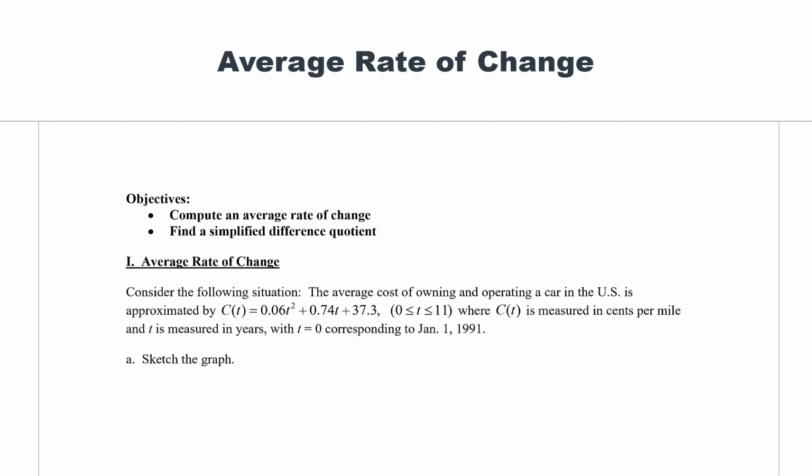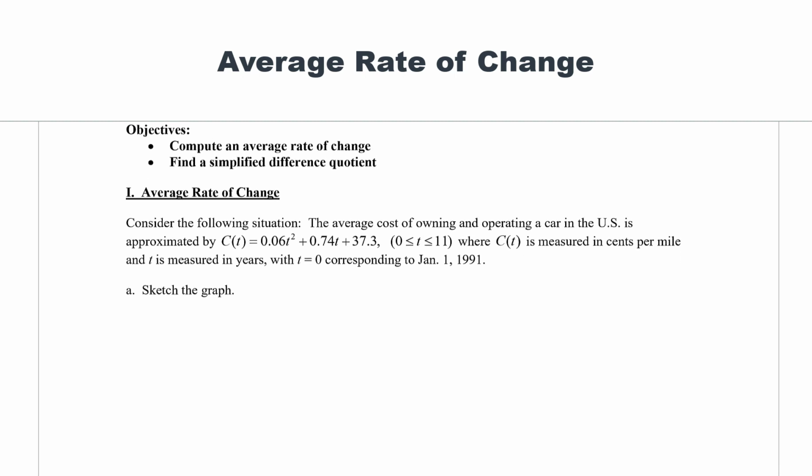Consider the following situation. The average cost of owning and operating a car in the U.S. is approximated by C of t equals 0.06 t squared plus 0.74 t plus 37.3 when t is greater than or equal to 0 and t is less than or equal to 11, where C of t is measured in cents per mile, and t is measured in years with t equal to 0 corresponding to January 1st, 1991.